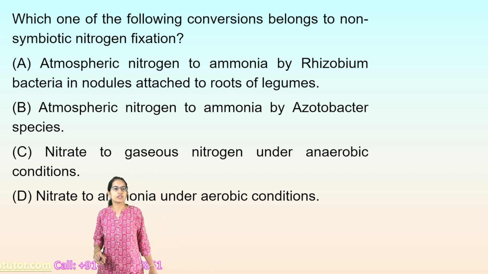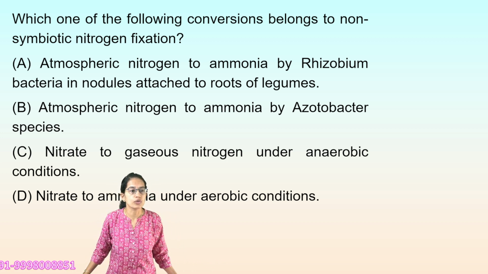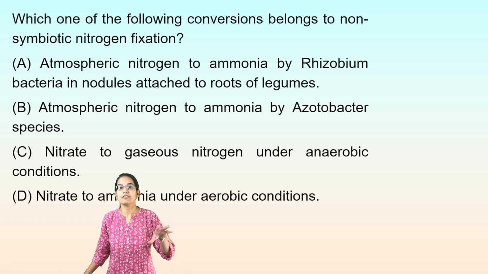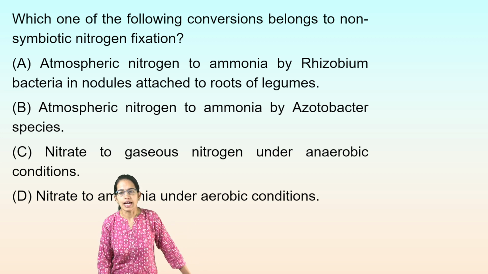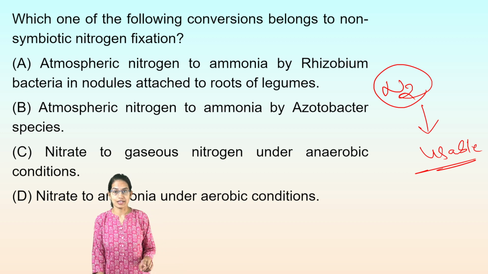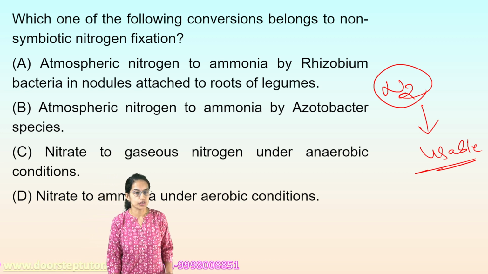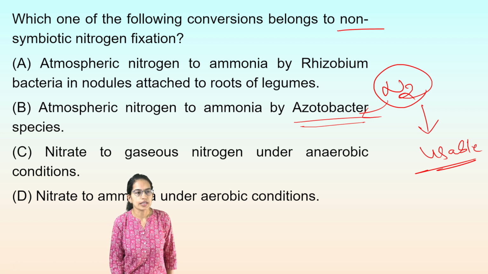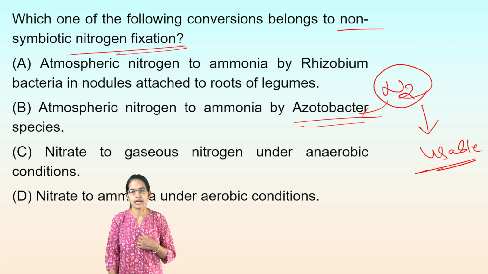The next is which of the following conversions belong to non-symbiotic nitrogen fixation? Now, Azotobacter is a free-living bacteria that can actually fix the nitrogen and convert it into a usable form by the plant without forming any kind of symbiotic relationship, and therefore that becomes really important. So when we talk about Azotobacter, it is a non-symbiotic nitrogen fixation process that happens, right?